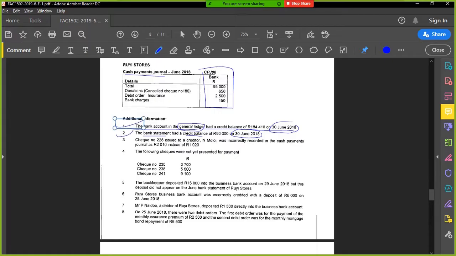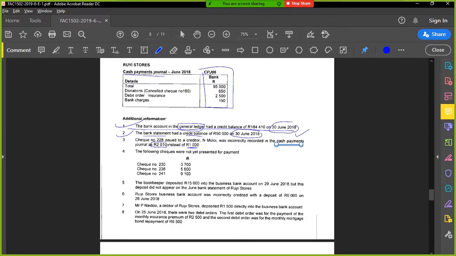Number 3. Check number 228 issued to a creditor was incorrectly recorded in the cash payments journal as 2010 instead of 1020. Right, so again, just to revise, we're looking at adjust or reconcile. The first thing I'm looking at here is, well, who made the mistake? The check was issued to a creditor, so I've made a payment. Have I recorded that in the cash payments journal? Yes, I have. Is the amount correct? No. The amount was recorded as 2010 instead of 1020. So the amount should have been lower, not higher.